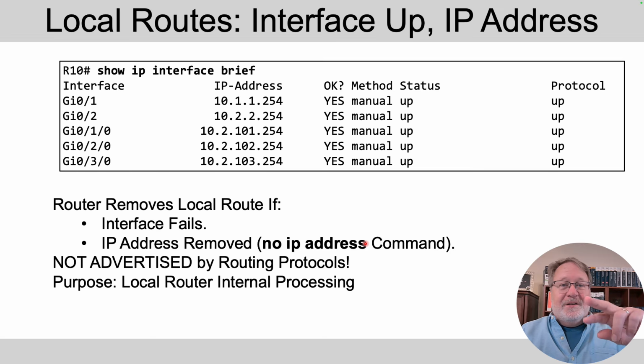So you'll see the pair, the connected route and the local route, appear and disappear with that same set of rules. One thing that is different, though, is that routing protocols don't advertise these local routes to other routers. Again, they're just there for some internal processing on the local router. So you can see them, you can say, Wendell says I can ignore them, and ignore them.